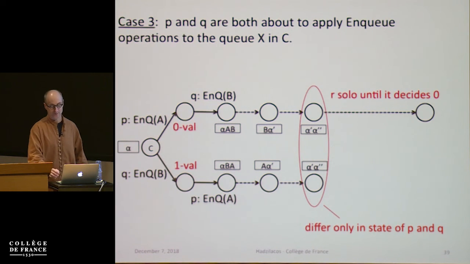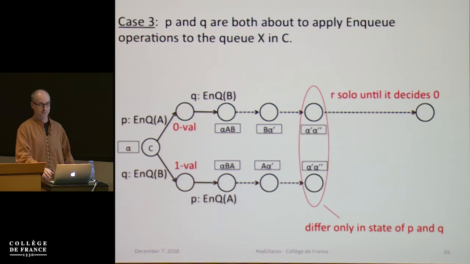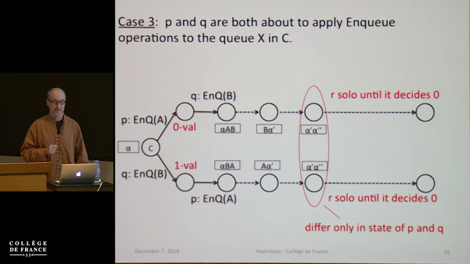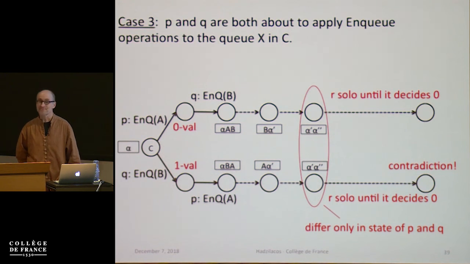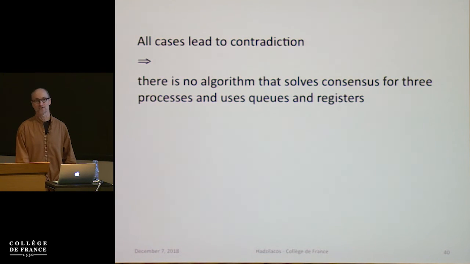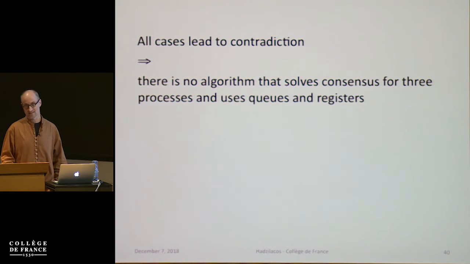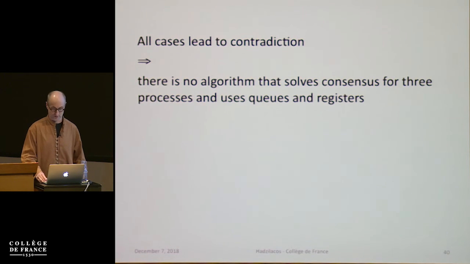The same steps are applicable to the bottom configuration because now all the objects are in the same state, and the only two entities that know the difference between the top and bottom configuration, the processes P and Q, are not taking steps anymore. So R will again decide 0, but now it decides 0 after a one-valent configuration, which is a contradiction. All right, after this long argument, we have concluded that all cases lead to contradiction. So our algorithm that we claimed could solve consensus for 3 processes using queues and registers cannot exist. So I cannot solve consensus for 3 processes with queues and registers.